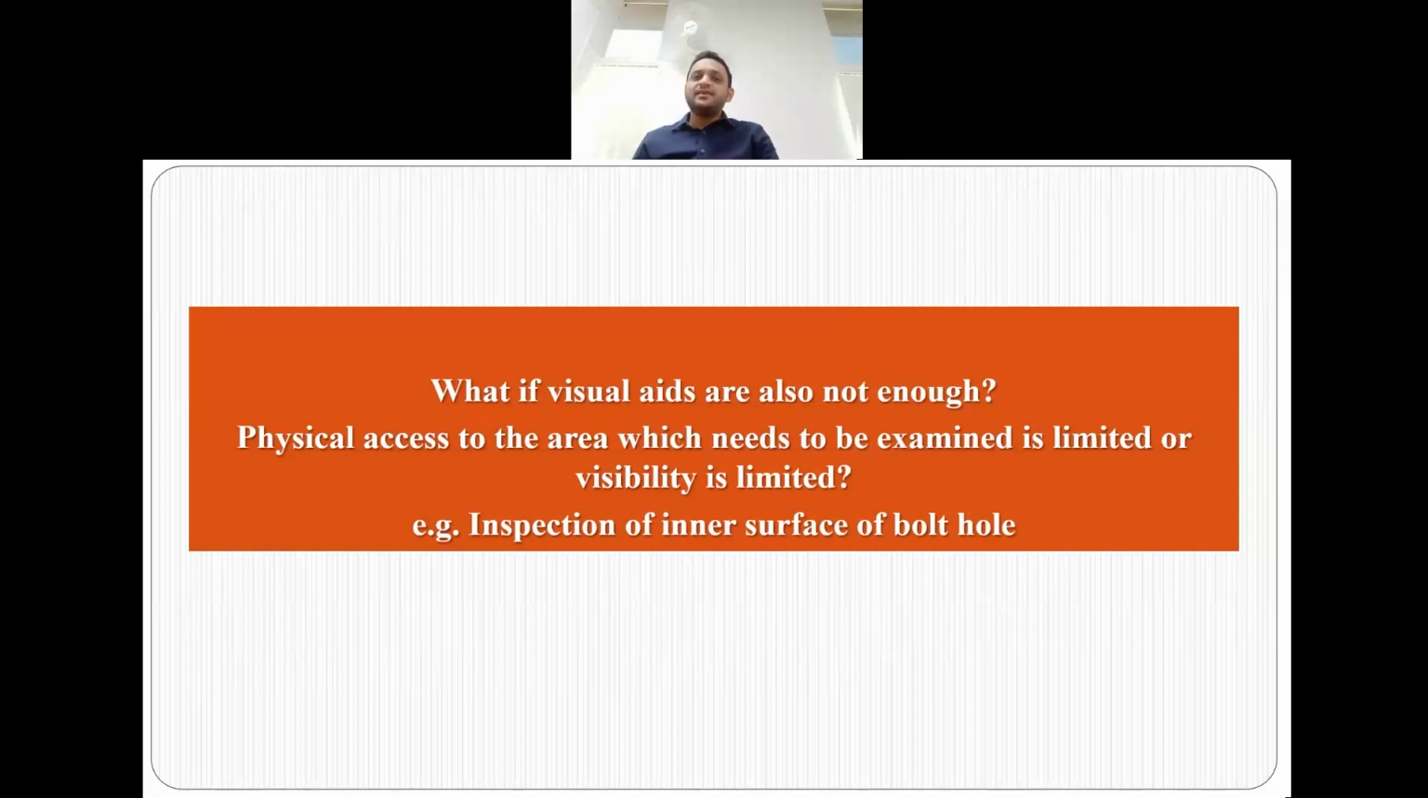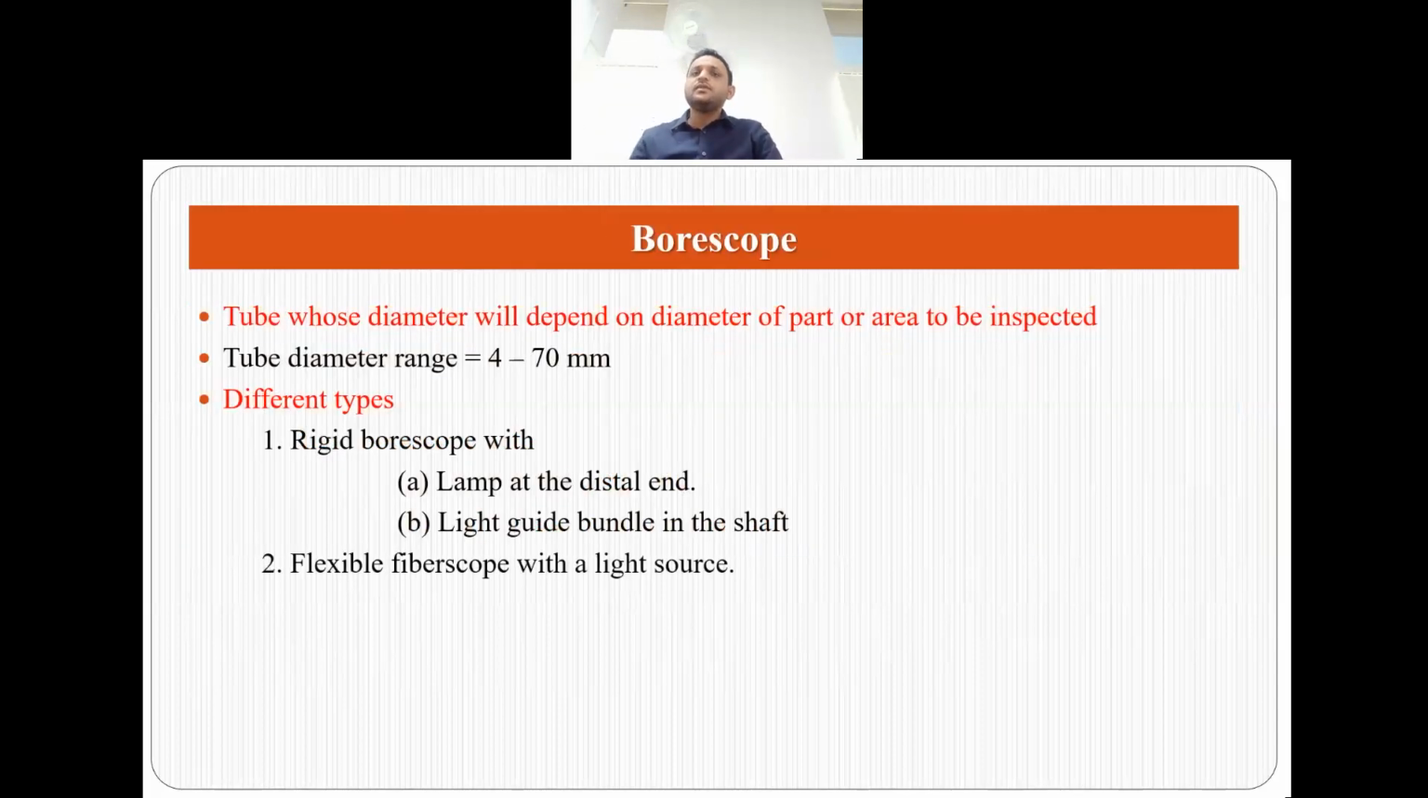So in that case, what we do is we use equipment called borescopes. Borescopes are nothing but a tube whose diameter will depend on the diameter of the part or the area to be inspected. The tube diameter is usually 4 to 70 mm. Again, in borescopes, there are two different types: one is the rigid borescope and one is the flexible borescope.